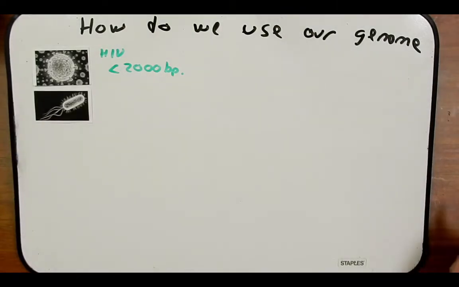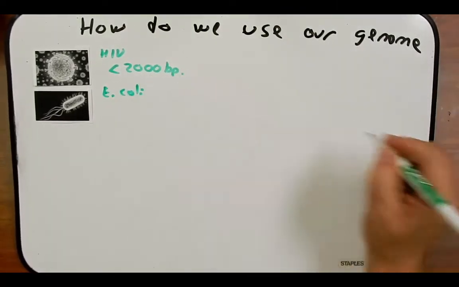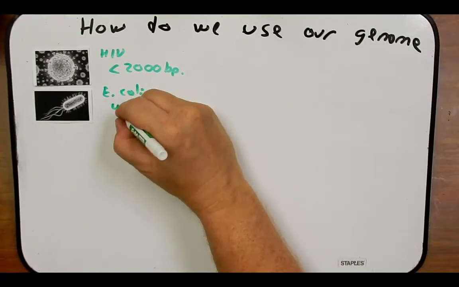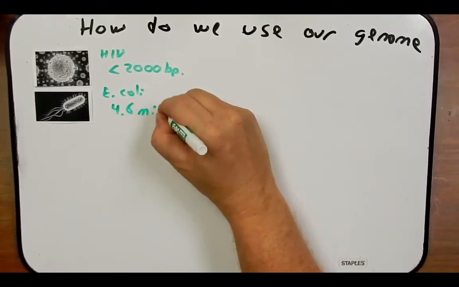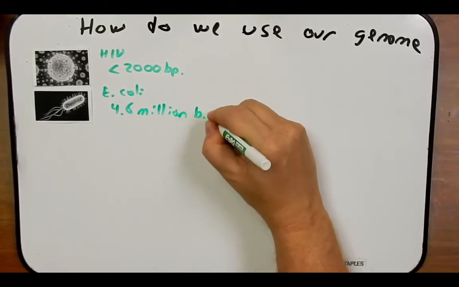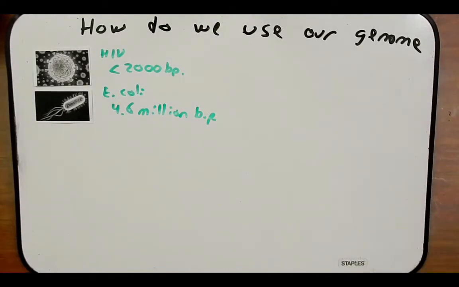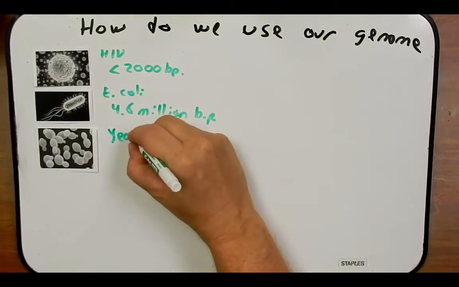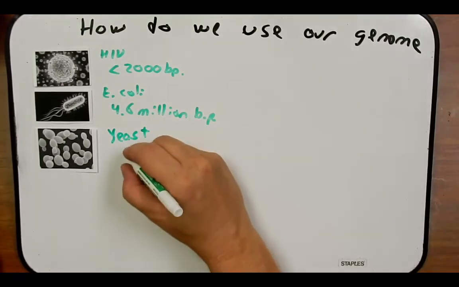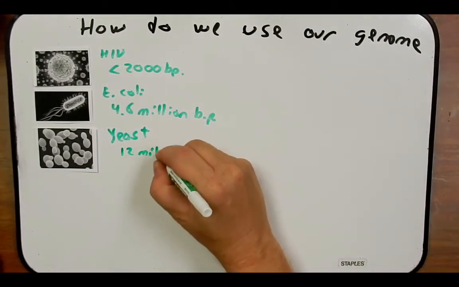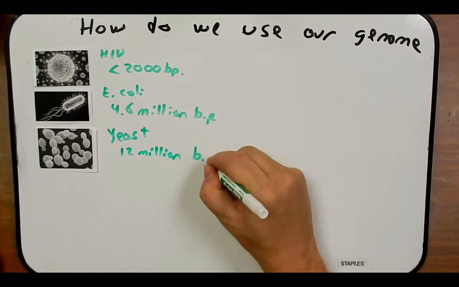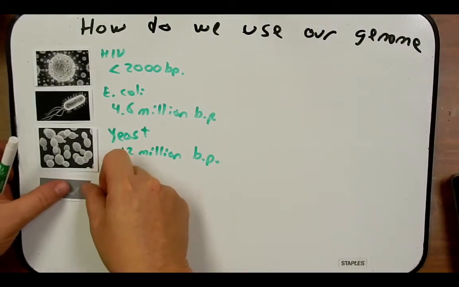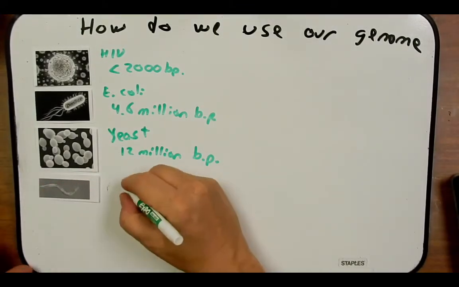Next, let's talk about E. coli. E. coli has 4.6 million base pairs. So pretty big jump there. Then let's bring in our first eukaryote, yeast, Saccharomyces cerevisiae. It has 12 million base pairs. So let's talk about C. elegans, another common model organism.